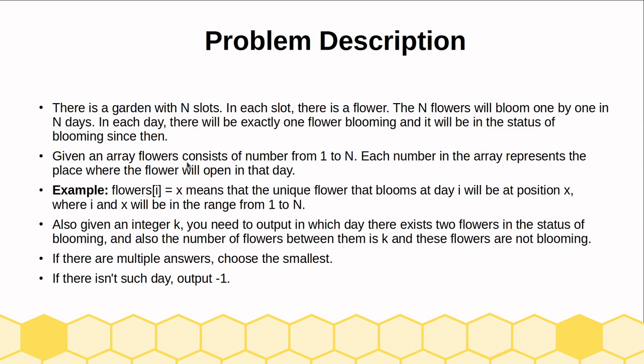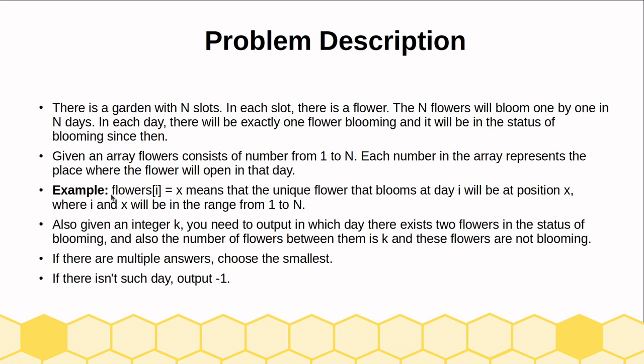So here we have an array, flowers, consisting of numbers from 1 to n. One array will be given as input, and in that array there will be n numbers. N numbers mean n flowers, and each number in the array represents the place where the flower will open on that day. So the array of integers represents where the flower will bloom on that day.